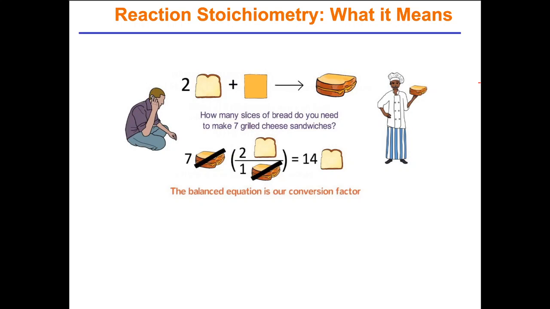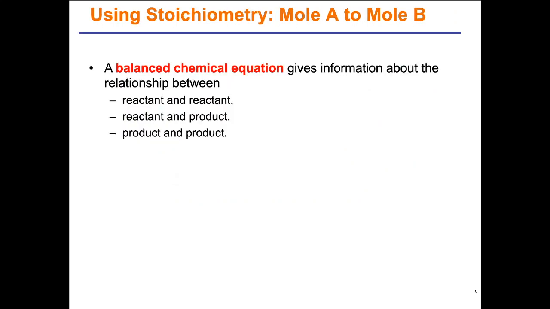Okay, so here it's just kind of silly, but when we actually do this, we'll put everything into moles. A balanced chemical equation gives you information about the relationship between the reactants and the products. So I can compare two things on my reactant side. It doesn't have to compare the reactants to the products. No, it can compare the reactant to the reactant. Okay, it compares the reactant to the product.